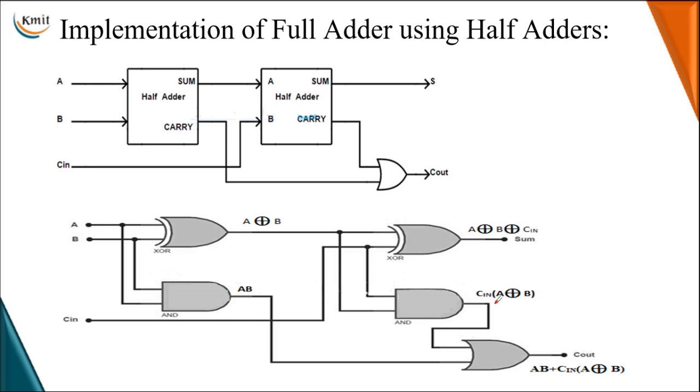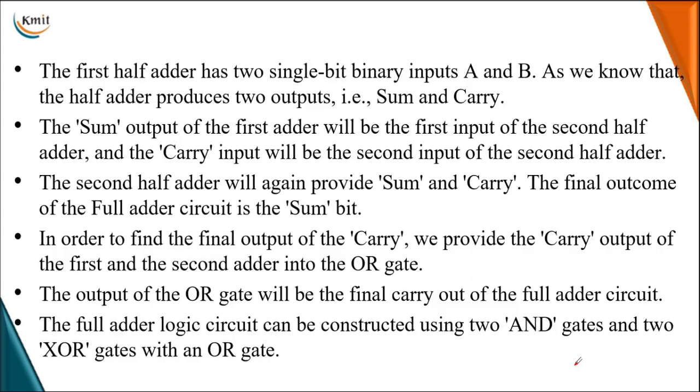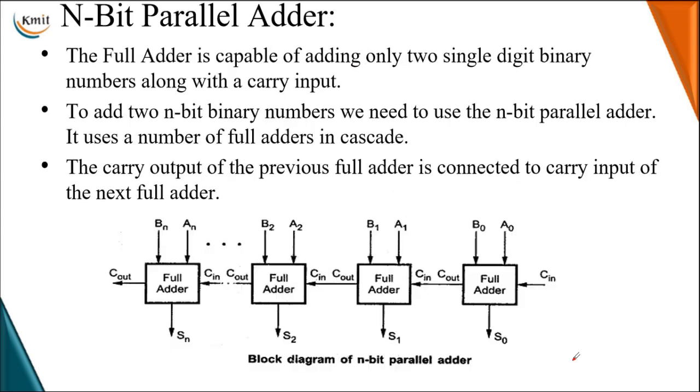So the second half adder carry output is connected as one input of your OR gate, and the carry output of your first half adder acts as the second input to the OR gate. So now the OR gate output generates the actual carry output of your full adder, which is AB OR Cin and (A exclusive-OR B).